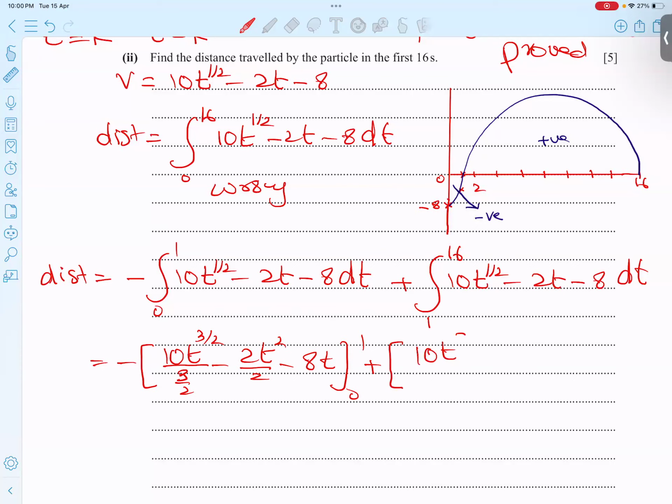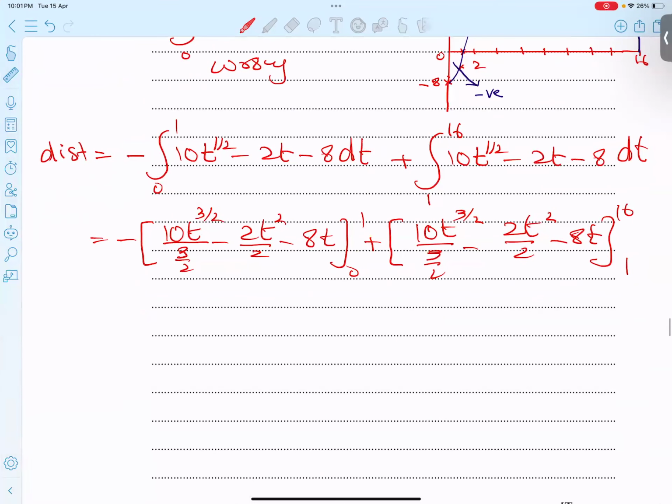So same here, 3 by 2 and 3 by 2. And here I got 2 by 2, 80, and 1 to 16. So students, I'm going to plug in one by one. If I plug in, this is 20 by 3. So 20 divided by 3 minus 1 minus 8. I get negative 7 over 3. And when I plug in 0, I get this. Okay. You see, negative into negative gives us positive. That is why I turned it into positive form.